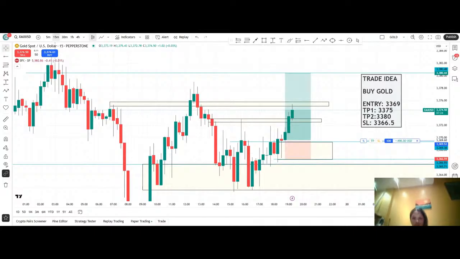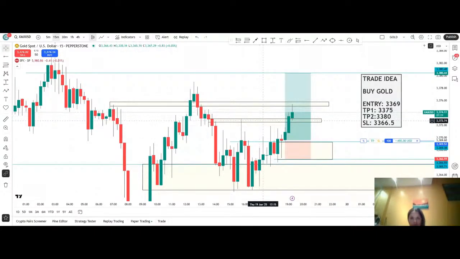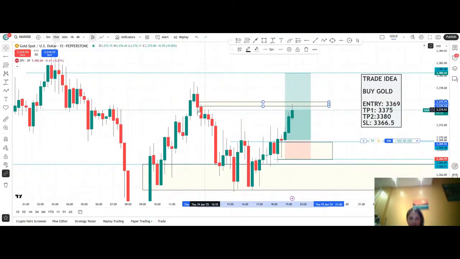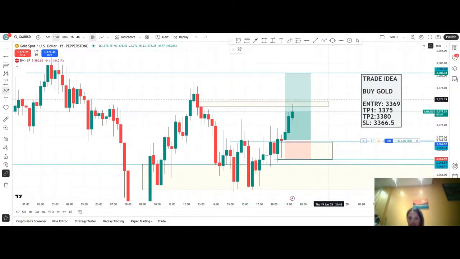So let me just get my stuff right here. Let's check where we are now. Okay, so I can remove this. That high has been broken. Now we keep our eye on this higher one. We would like for price now to break 3375. Sorry, not 95, 75.